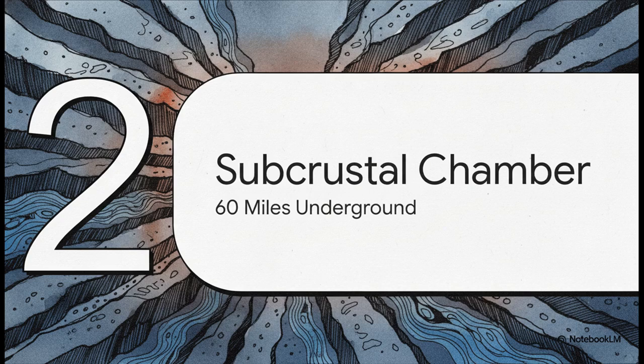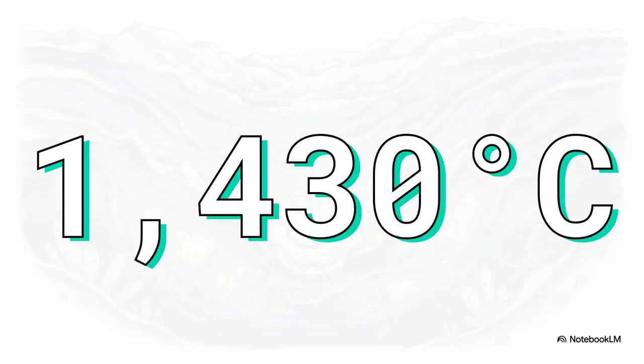Moving on to Section 2, inside the subcrustal chamber 60 miles underground. So where was this crazy solvent hiding? The framework calculates that this pre-flood chamber sat at a staggering 1,280 to 1,430 degrees Celsius. That is hot enough to melt rock. It's far, far beyond the normal boiling point of water. Yet it didn't boil. It couldn't.